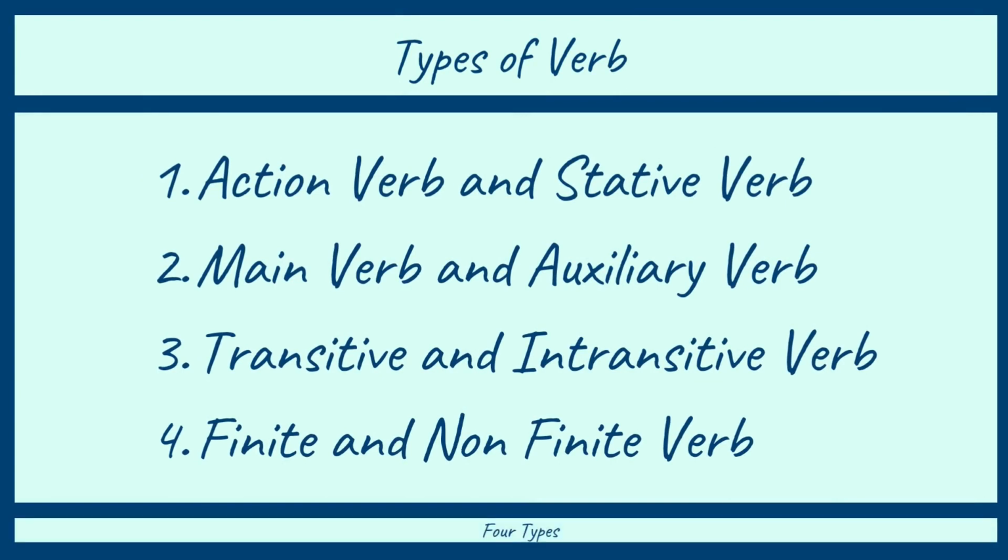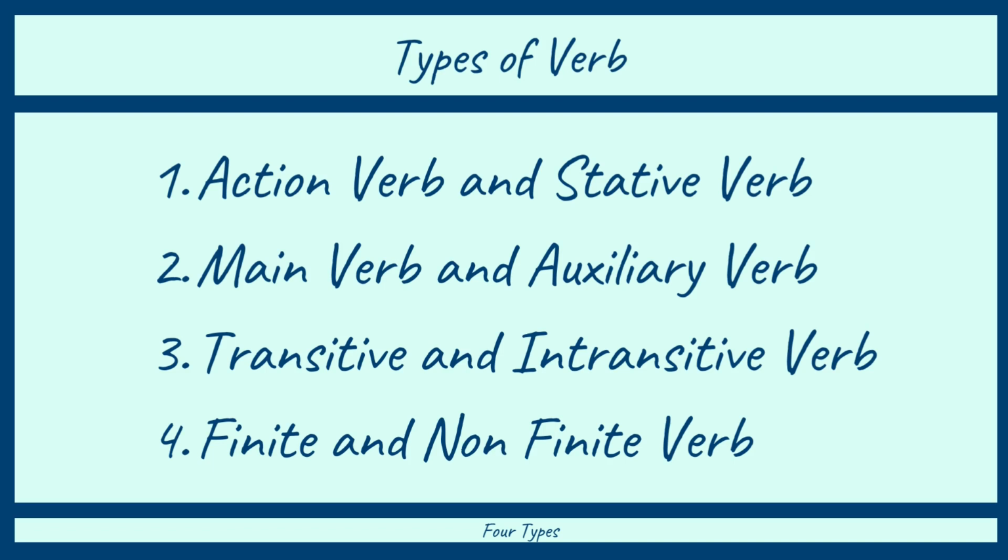Based on their usages, verbs are mainly divided into four types. Number 1, action verb and stative verb. Number 2, main verb and auxiliary verb. Number 3, transitive verb and intransitive verb. And number 4, finite verbs and non-finite verbs.